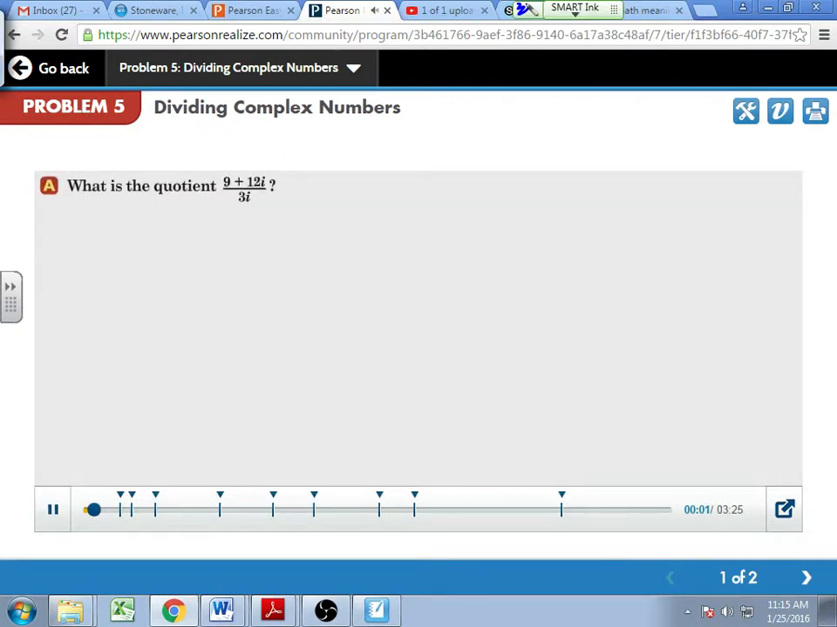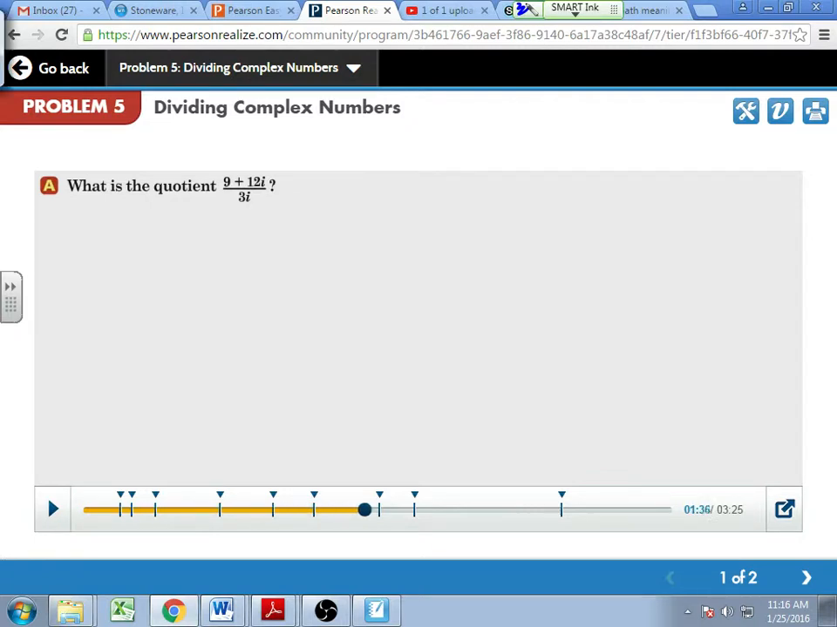In this problem, you will divide complex numbers. Part A. What is the quotient of the quantity 9 plus 12i divided by 3i? We can only change i if it's i squared. Did I leave this solved out on your paper? Okay, I kind of thought so.